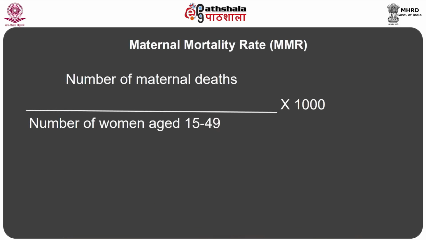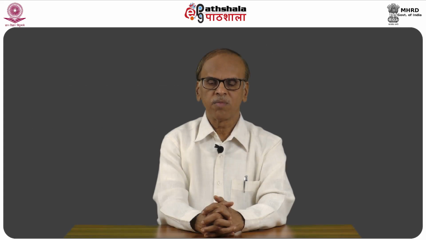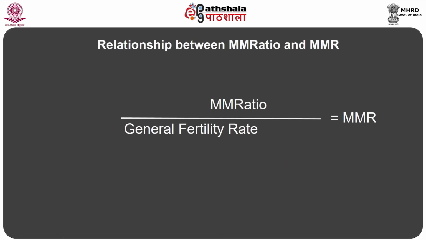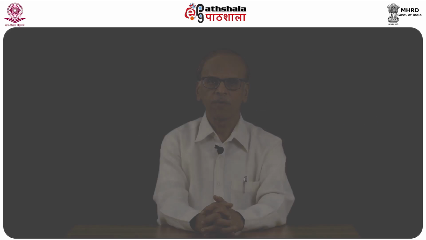Number 3. Maternal mortality rate. Maternal mortality rate is defined as number of maternal deaths divided by number of women aged 15 to 49 multiplied by 1000. The maternal mortality rate is an indicator of the risk of maternal deaths among women of reproductive age. It is equivalent to a cause-specific death rate because the women in the denominator are exposed to the risk of maternal deaths. The relation between ratio and rate is: the ratio divided by the general fertility rate equals the MMR.